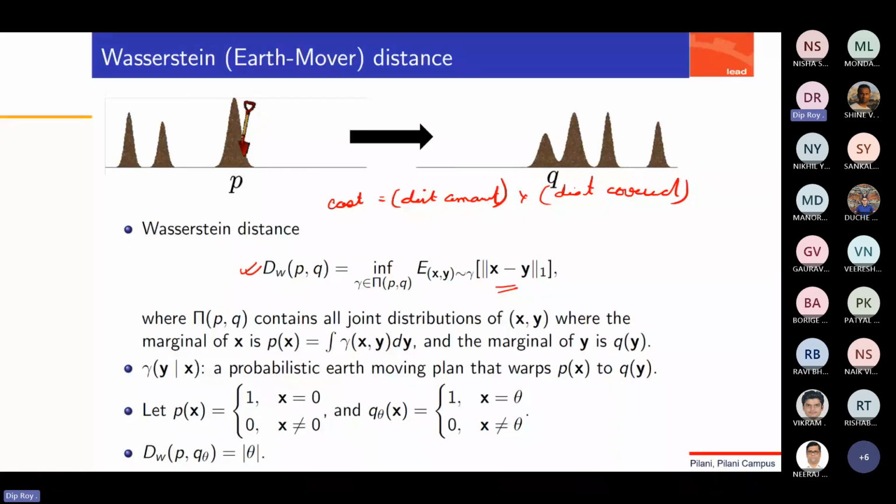And then obviously we would have multiple combinations on how we can move from X to Y. And that is the reason why the space of all possible gammas is represented by pi P, Q, which is essentially the entire superset.